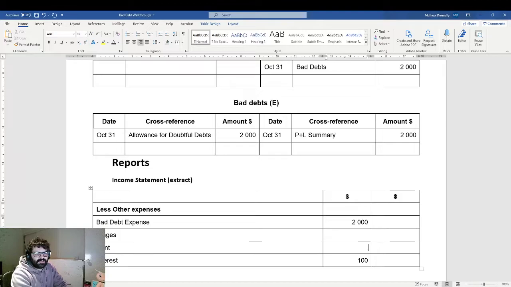I'm just going to make numbers up for these ones. Rent, we'll say they paid 1,500, and wages, we'll say 4,000. But the main one you need to acknowledge is that bad debt expense, or bad debt, is an expense. And that's the only number I care about there. So that's 6,000, 7,500, 7,600.